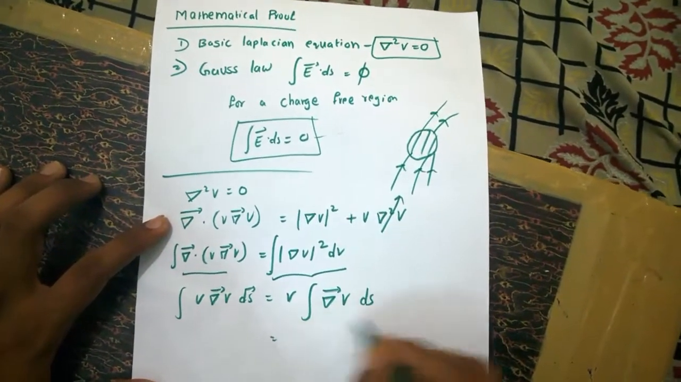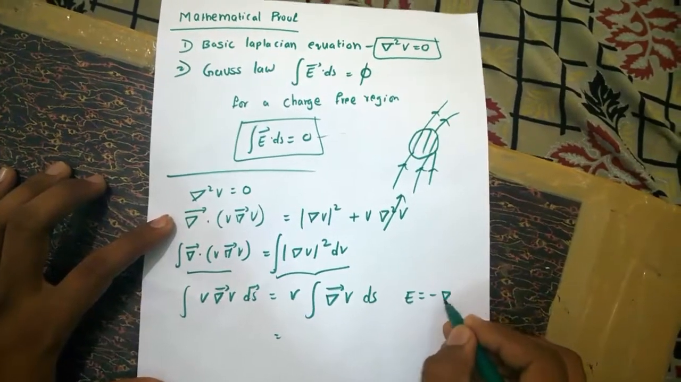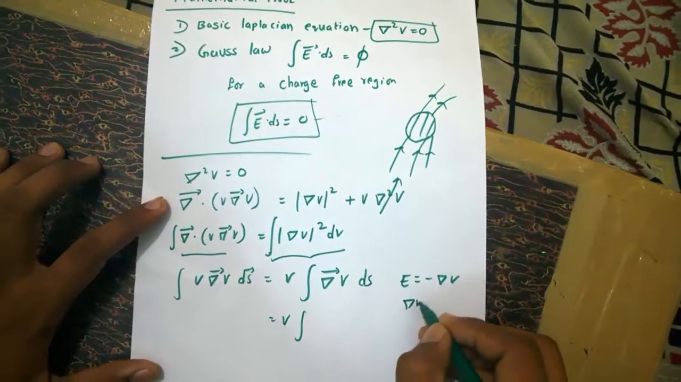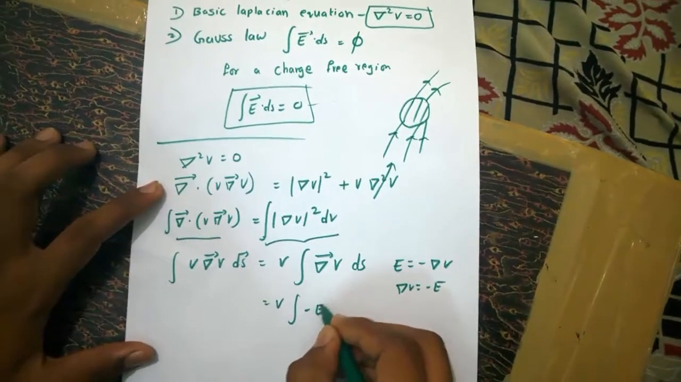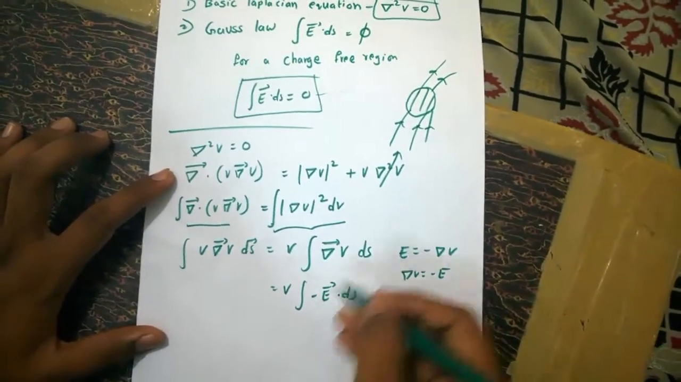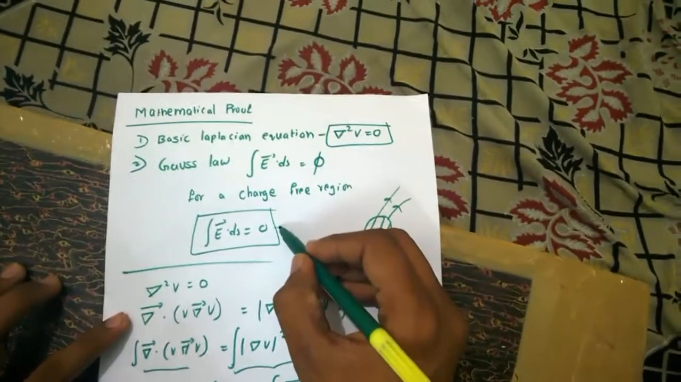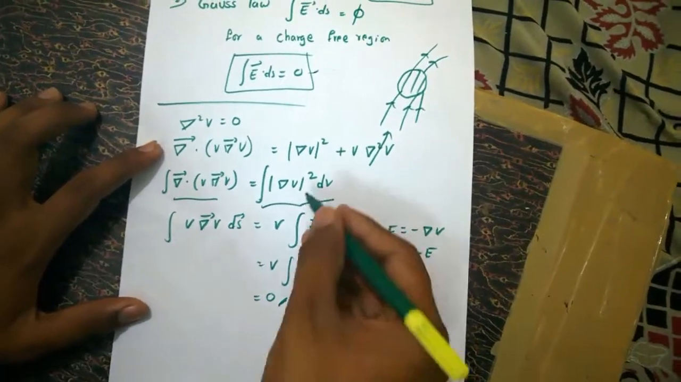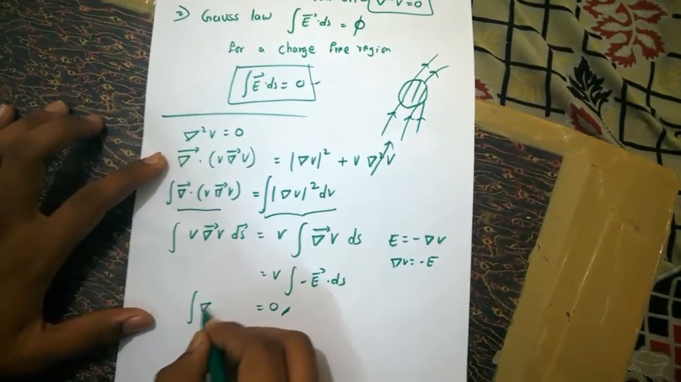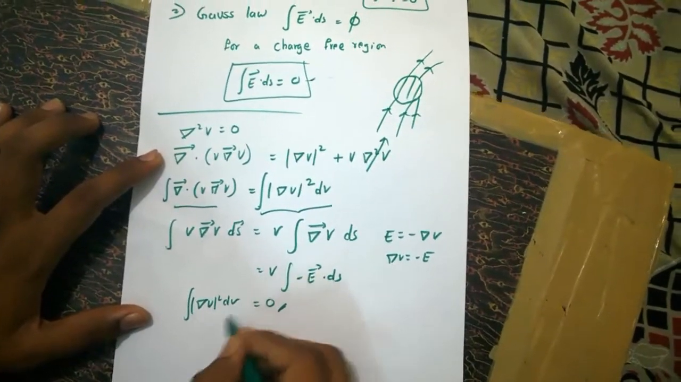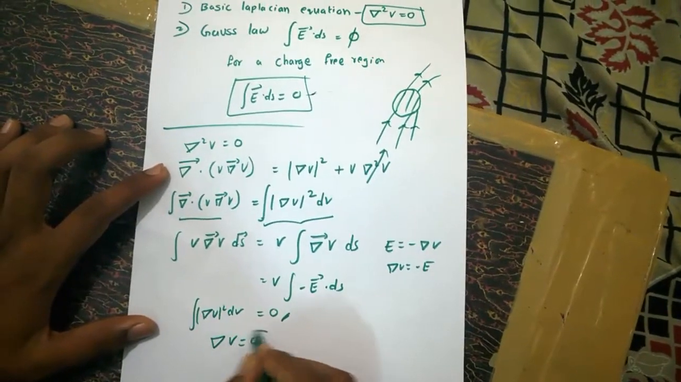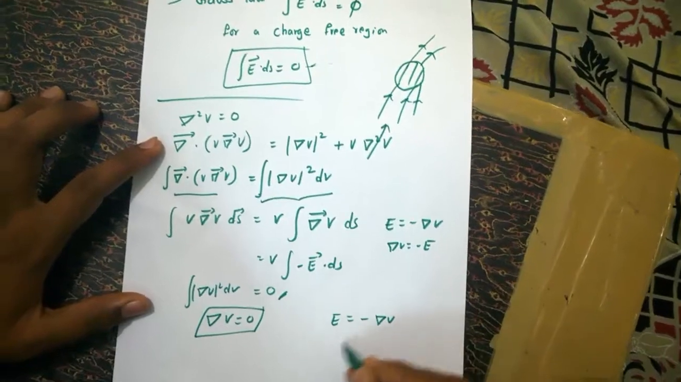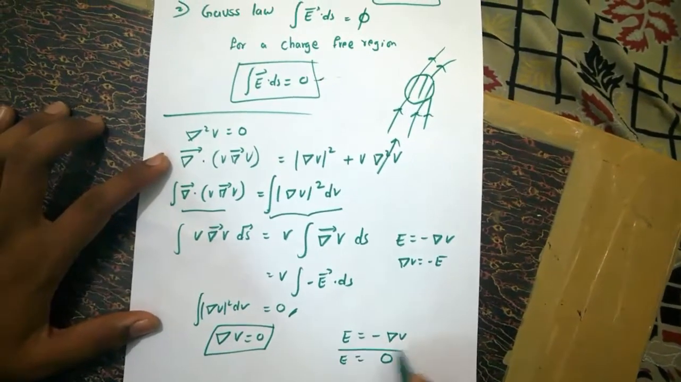Dot ds. We know that E is equal to minus del V, so substituting del V equal to minus E, we get minus E dot ds, and from here E dot ds equals 0, so we substitute 0. This is equal to the right hand side, that is the integral of del V whole square dV, and we will get del V is equal to 0. From E equals minus del V, if we substitute 0, E equals 0.